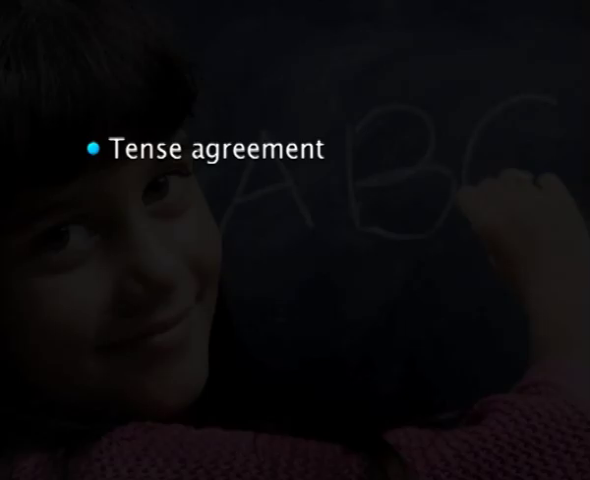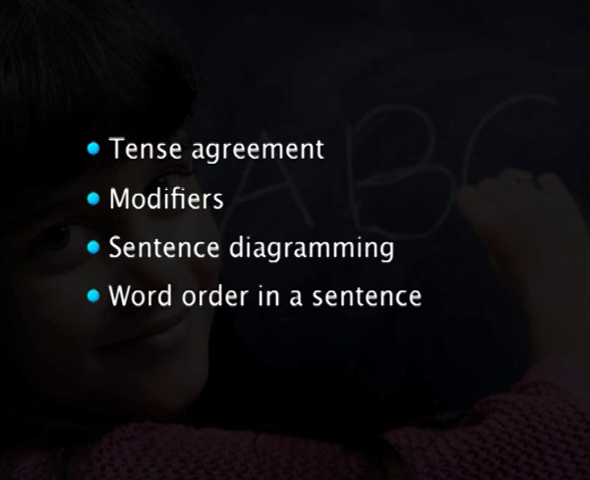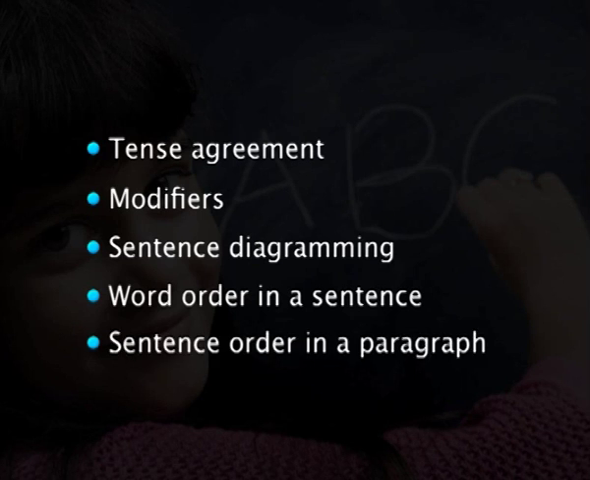We know that listening and speaking are the primary skills of language, whereas reading and writing are conceived as secondary skills. Grammar addresses how we structure our language. It includes concepts such as tense agreement, modifiers, sentence diagramming, word order in a sentence, and sentence order in a paragraph. And it is applied to both speaking as well as writing.